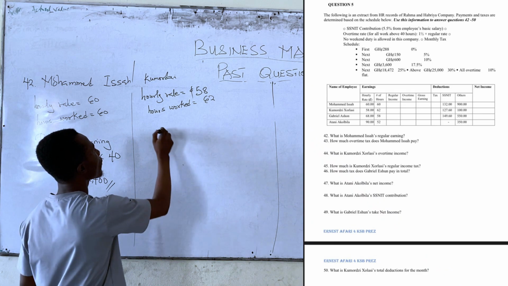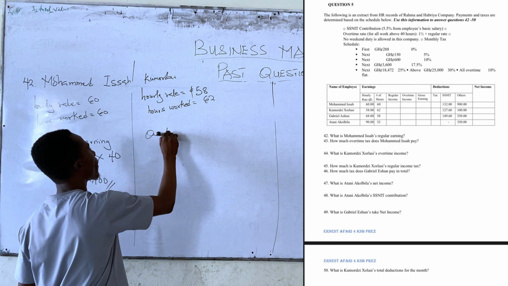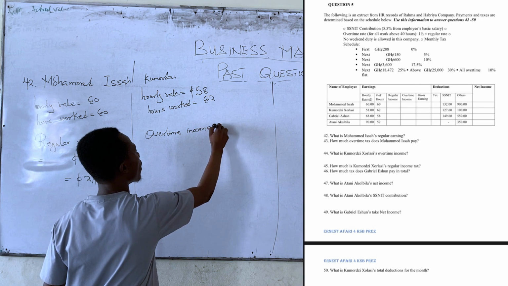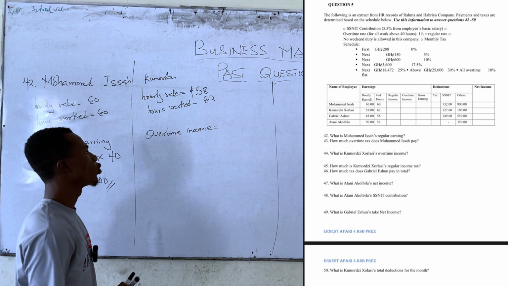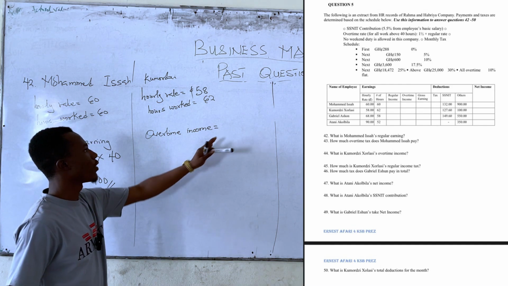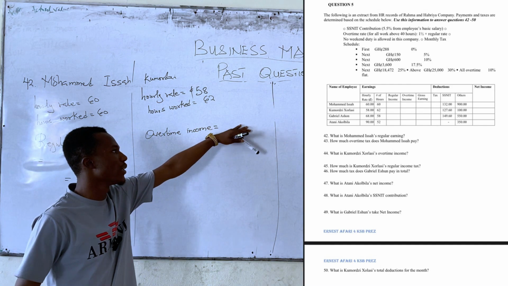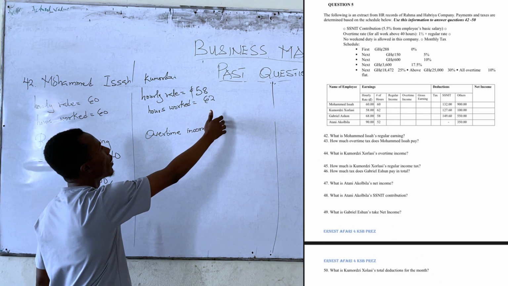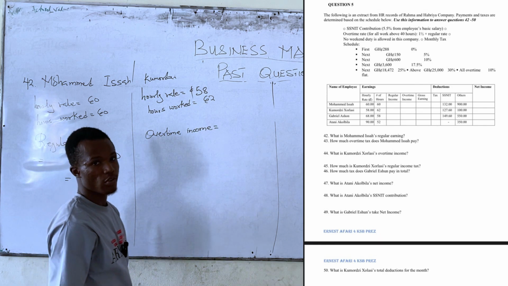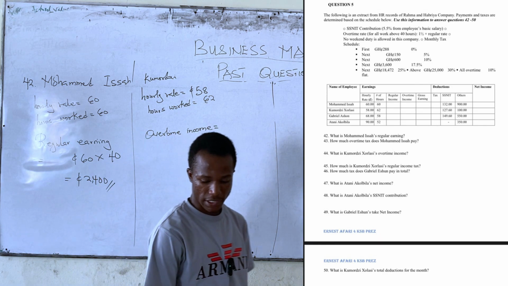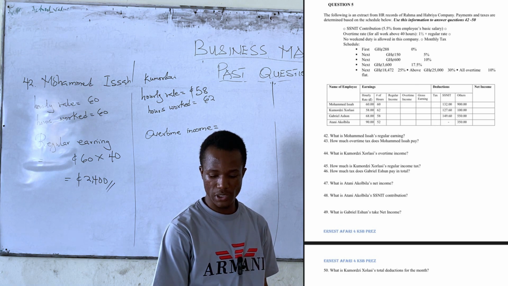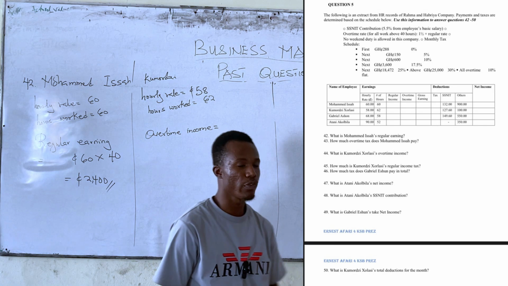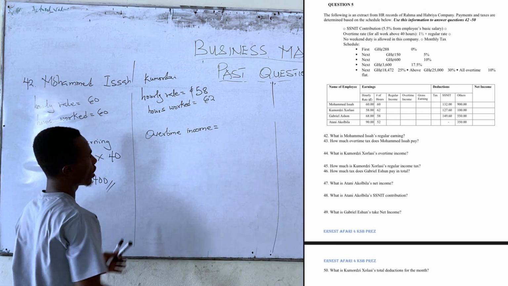Here you were asked to calculate the overtime income. Because of time, I wouldn't be writing the formulas again. So you know the overtime income is your overtime hourly rate times the number of hours. Basically, let's calculate the regular earning first, because I think the second question is asking how much is Kumoji Zolasi's regular income tax. So we still have to calculate the regular and the overtime. In order not to get confused, let's start from the regular.